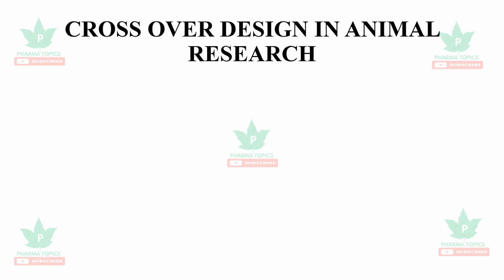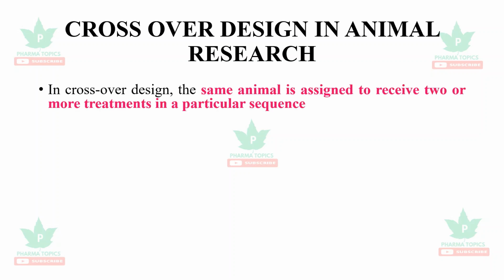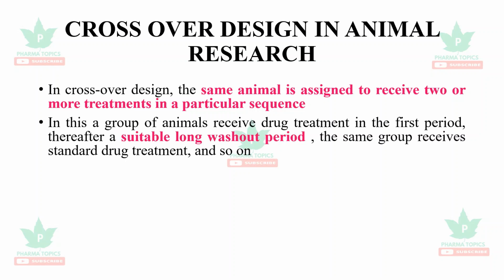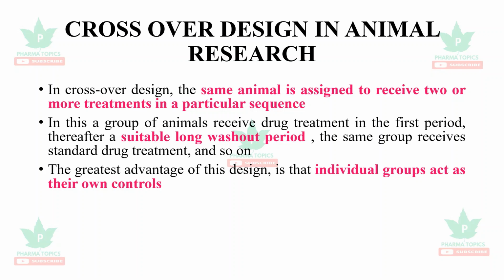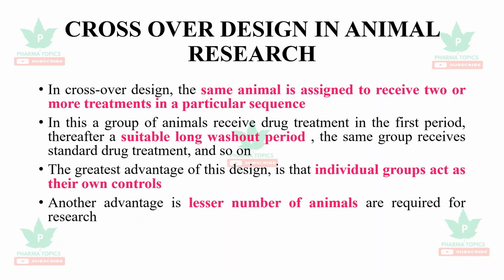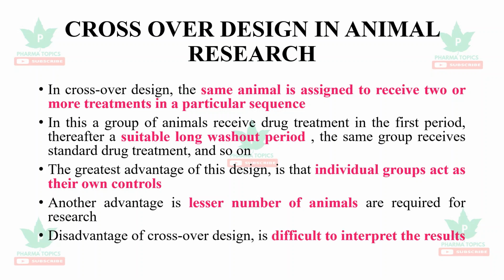Crossover design in animal research. In crossover design, the same animal is assigned to receive 2 or more treatments in a particular sequence. In this design, a group of animals receives the drug treatment in the first period. Thereafter, after a suitably long washout period, the same group receives the standard drug treatment and so on. The greatest advantage of this design is that the individual groups act as their own controls. Another advantage is that a lesser number of animals could be used for the research. A disadvantage of crossover design is that the results are difficult to interpret.